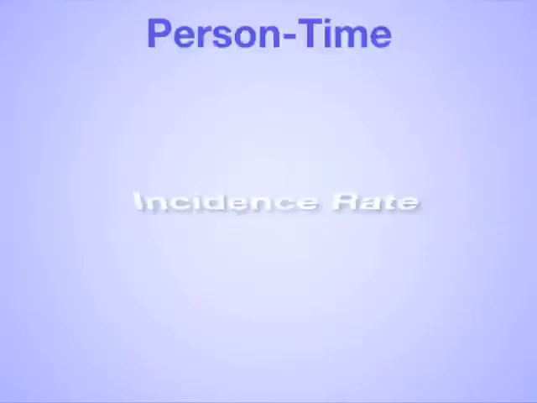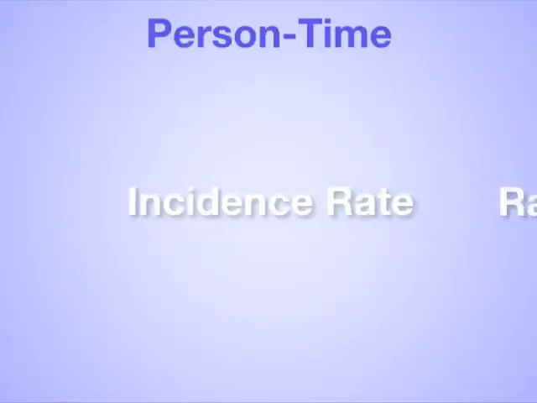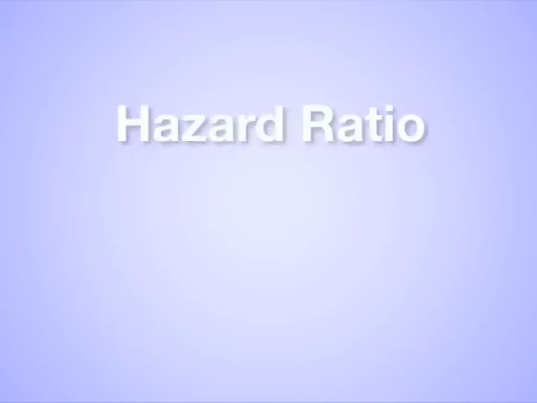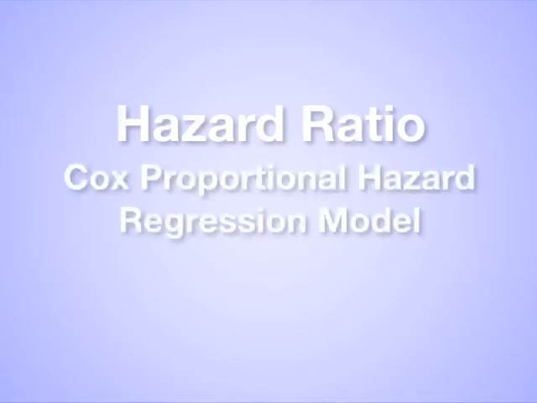The incidence rate is used to calculate the incidence rate ratio and the incidence rate difference, which is interpreted and used in much the same way as the risk ratio. Another measure to look out for with this type of study is the hazard ratio. The hazard ratio is the result we get when using a Cox proportional hazard regression model, which we won't go into here. It is interpreted the same way as the risk and rate ratios.